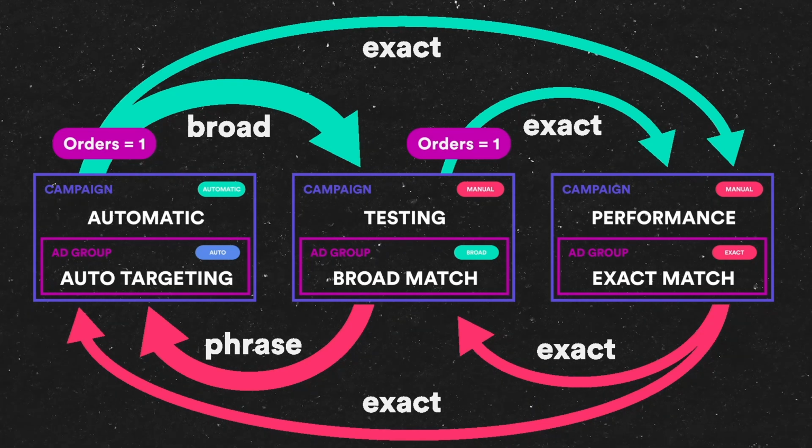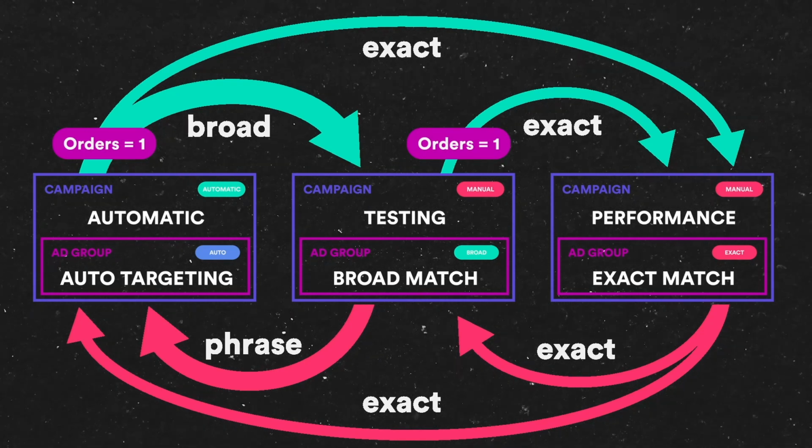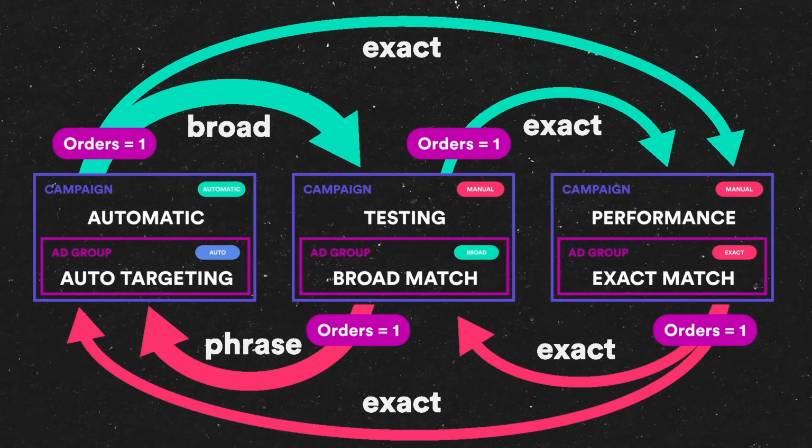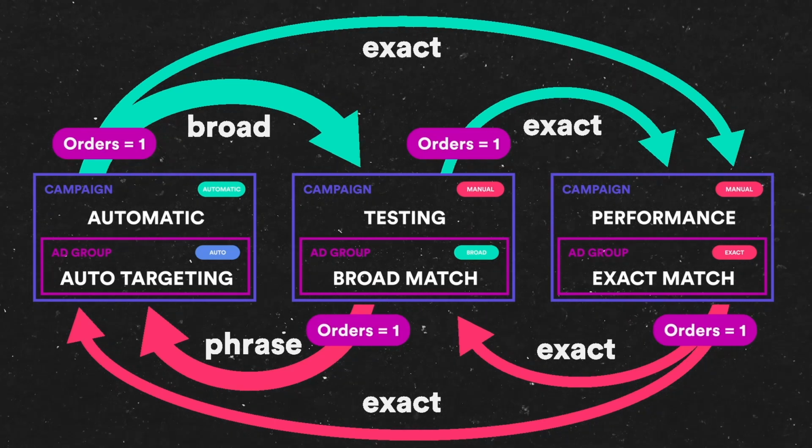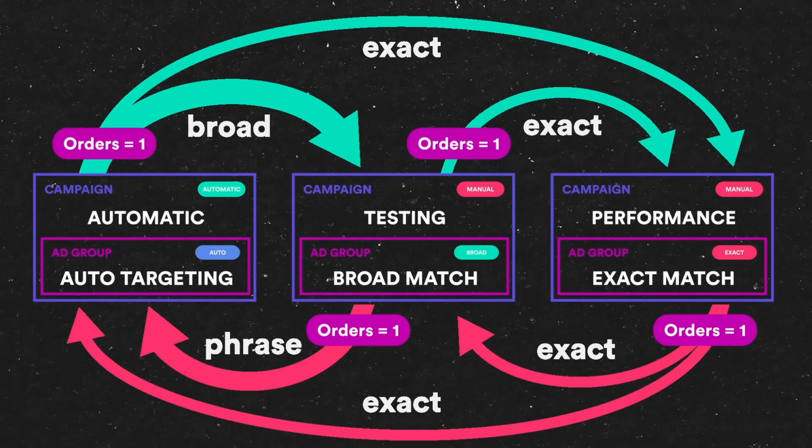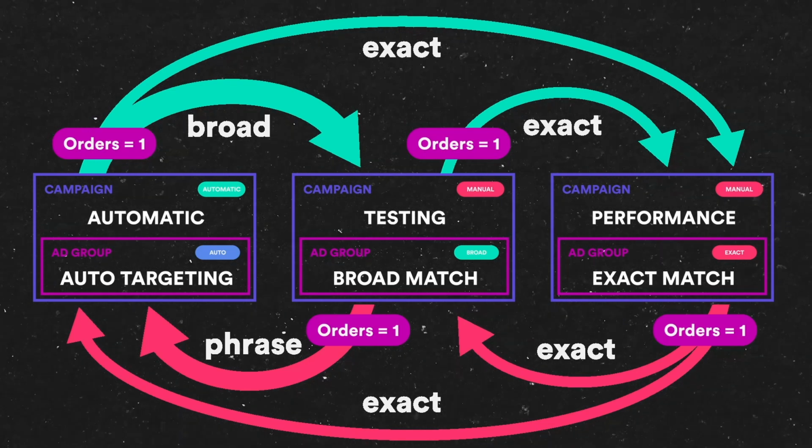And just like our keyword targets have triggers, so do our negative keywords. In this campaign structure example, our negative keywords have the same trigger as when we add keyword targets since they're happening at the same time.